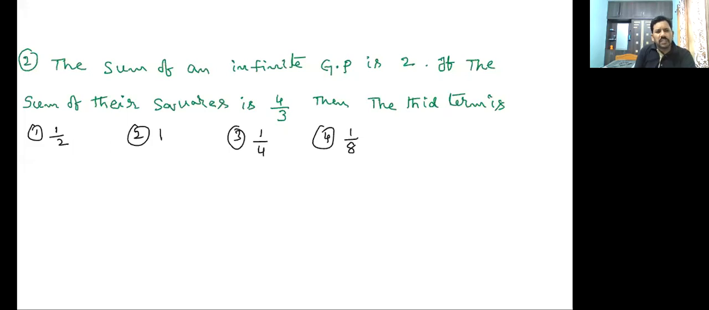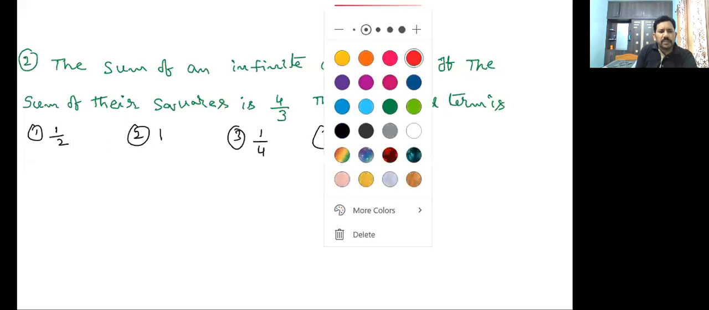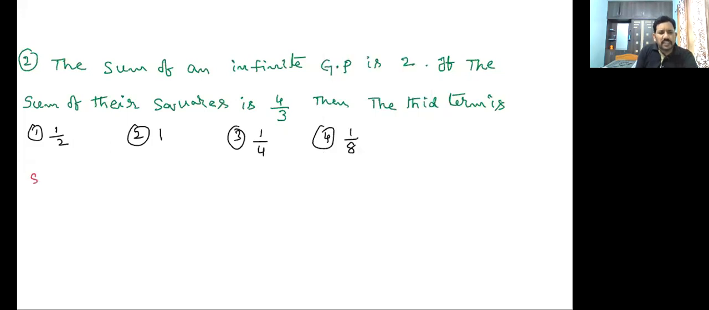Question. The sum of an infinite GP is 2. If the sum of their squares is 4 by 3, then the third term is... Actually, GP series means how we take the terms, we know very well: a, ar, ar square, ar cube, and so on up to infinite terms.